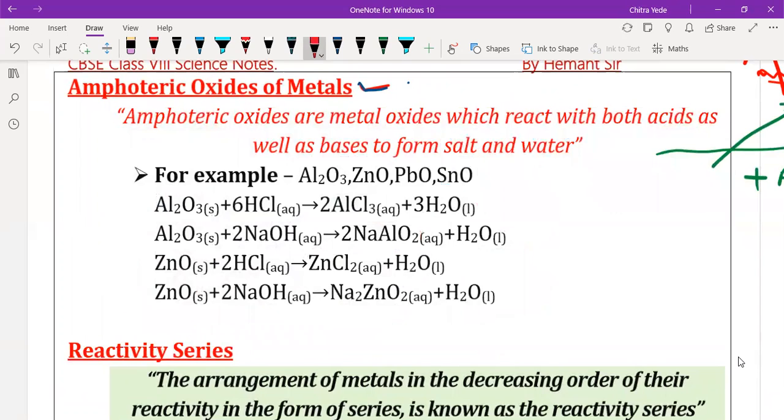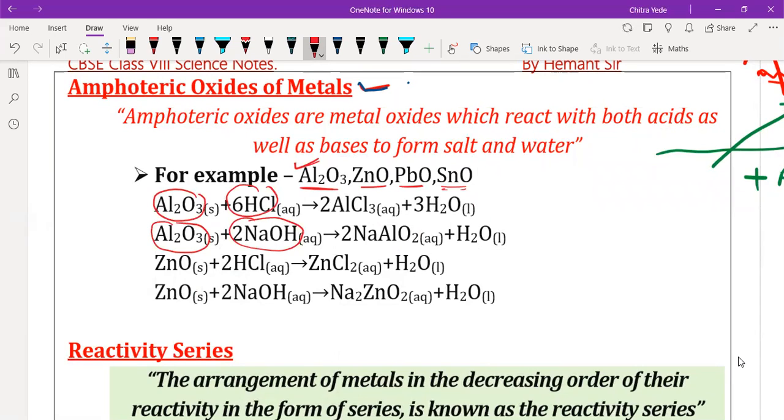Okay, so here we have aluminum oxide, zinc oxide, lead oxide, and tin oxide. Here Sn is the symbol for tin, the Latin name being stannum. So these are four examples of amphoteric oxides. We will take the example of aluminum oxide. Here we have acid and here we have base.